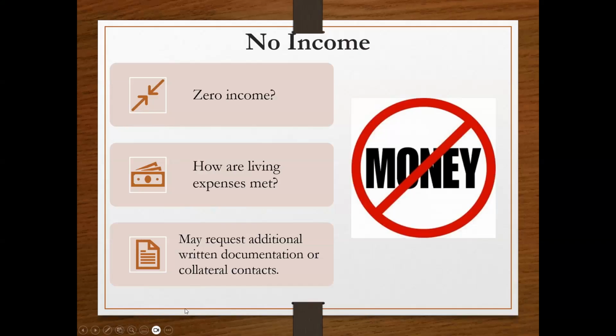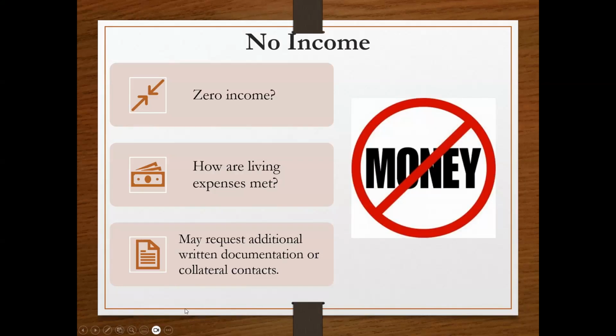If a household is selected for regular verification or verification for cause, and the application indicates zero income, then the LEA must request an explanation of how living expenses are met and may request additional written documentation or collateral contacts. Now, this is for the verification process.